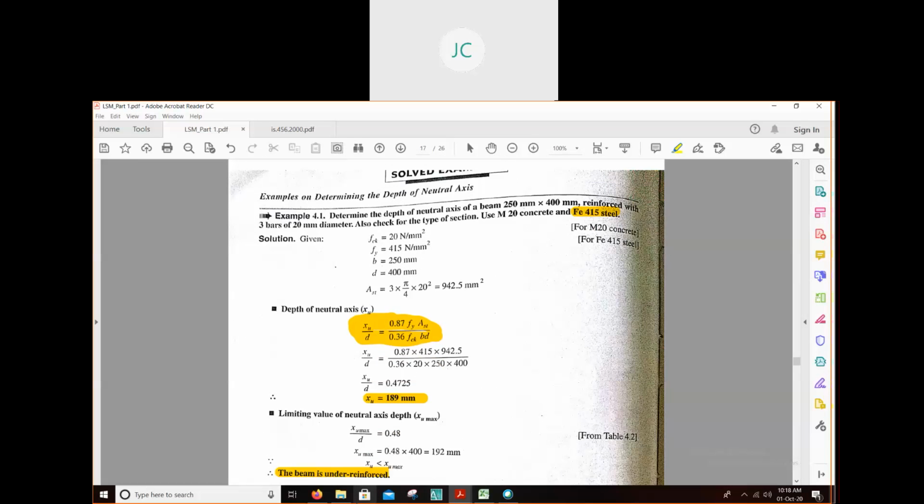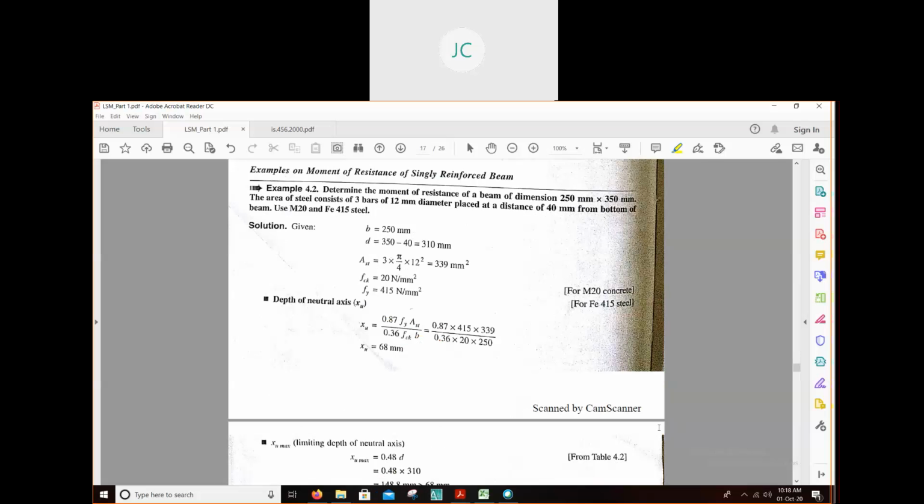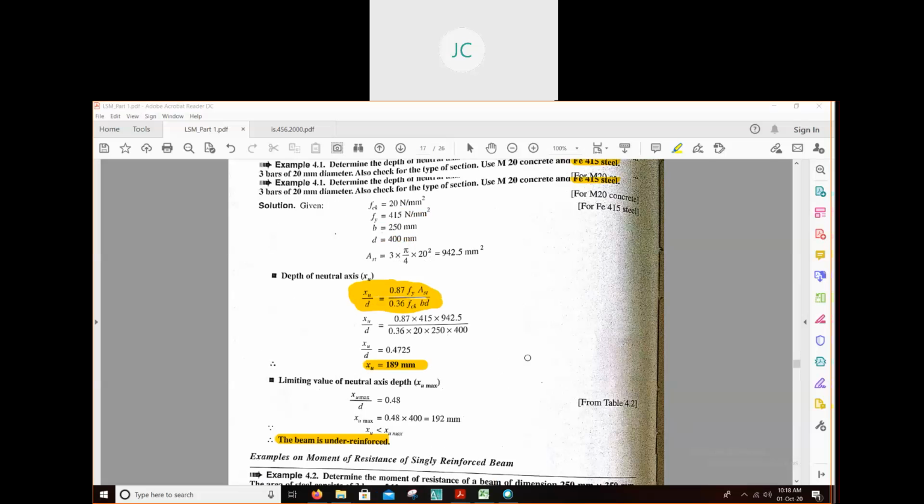I hope all of you have understood this problem. It is the simplest one. If you have any doubt in this question, you can ask me.